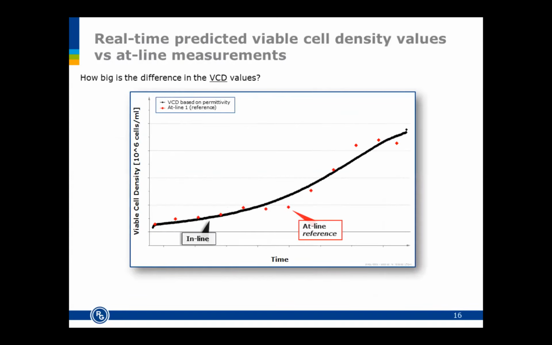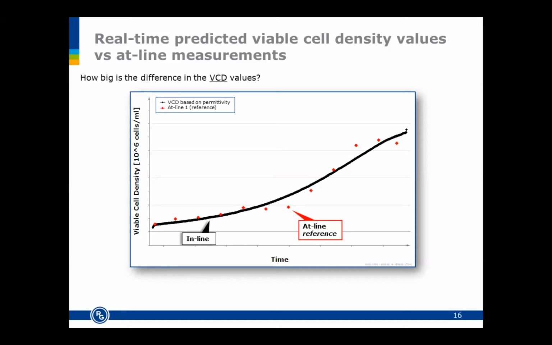How big is the difference in the VCD values? I mean between the at-line measured and real-time predicted VCD values. In this graph, the continuous line is based on the created model. So the permittivity values were used for it, which are in picofarad per centimeter, but it shows the estimated VCD values. The red data points are the results of the at-line reference equipment.